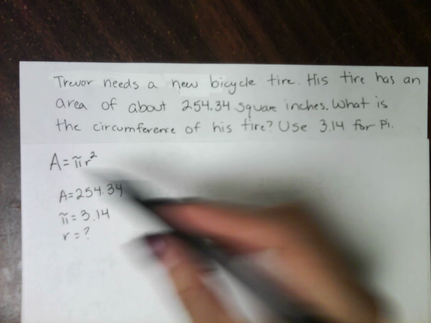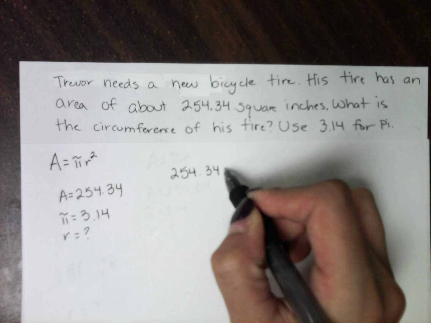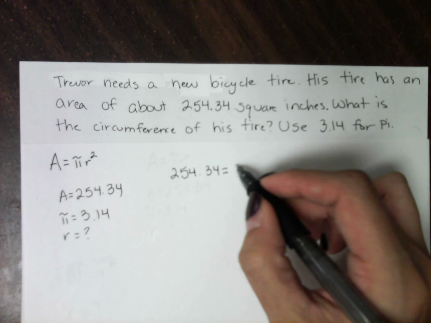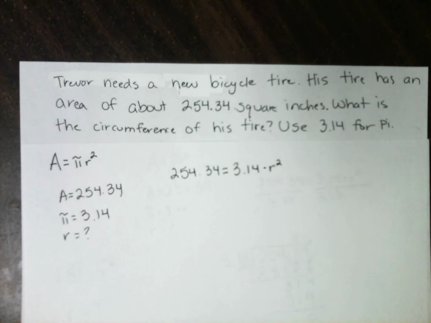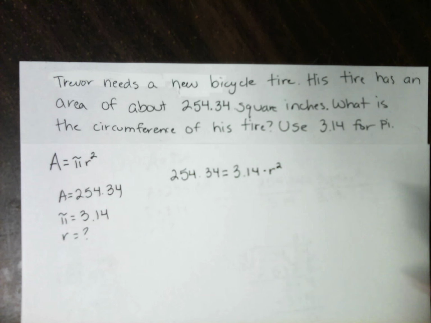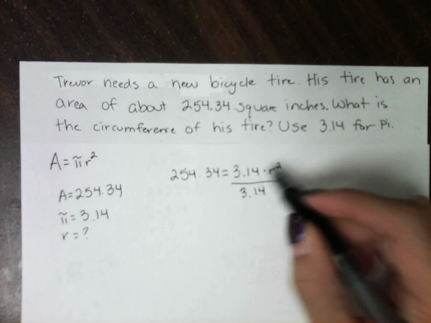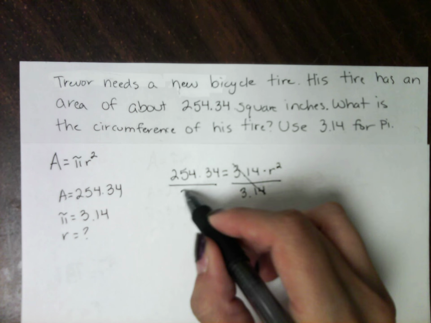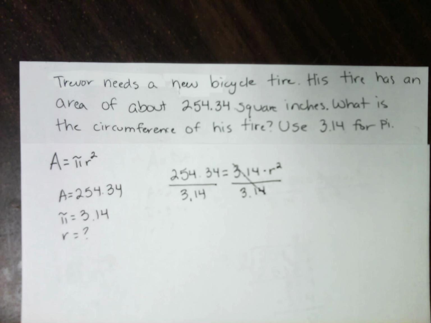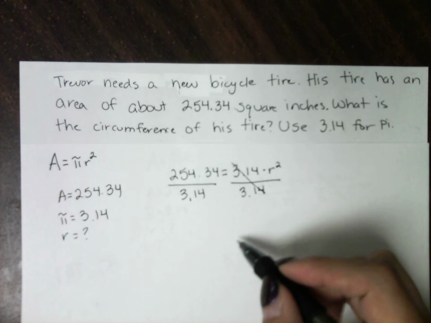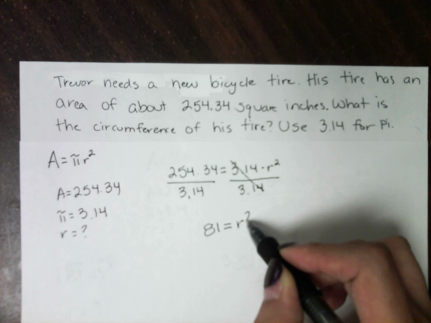I'm going to plug in A for A, which is going to be 254.34 equals, I already know pi is 3.14, and I'm going to times r squared because I do not know what that is yet. So to do this, you have to do the inverse operation. So I need to divide by 3.14, get rid of that and move it over here. And I've already kind of cheated. I already know what the answer is from this. So once you actually get this, it would end up being 81. So once you show your work, it's 81 equals r squared.